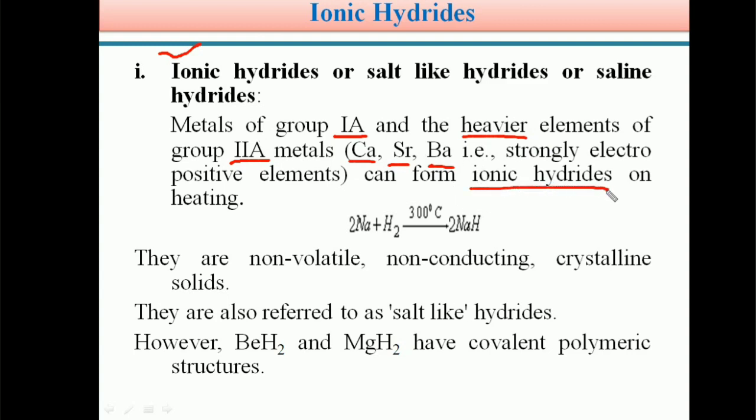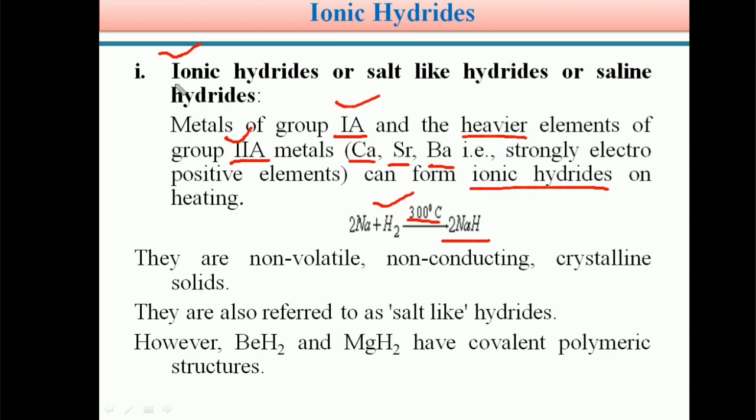Whenever dihydrogen H2 is heated with 1A group metals or 2A group heavier metals, it forms ionic hydrides. For example, students, whenever H2 dihydrogen is heated with a 1A group metal like sodium, it forms the corresponding hydride, sodium hydride. This reaction takes place at 300 degrees centigrade.